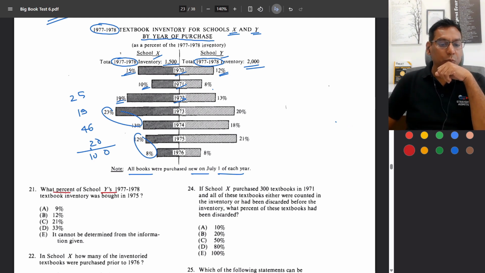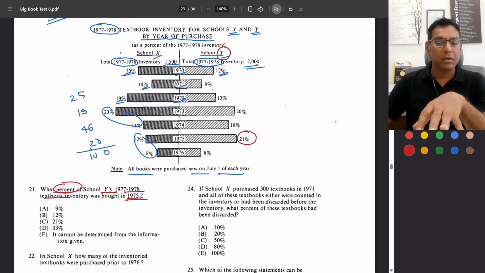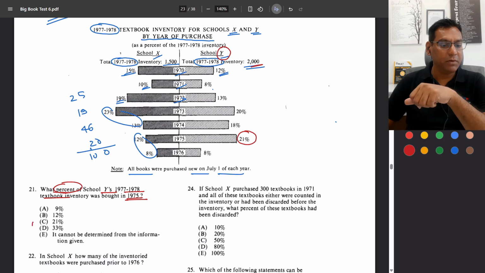What percent of school Y's textbook inventory was bought in 1975? Okay, Y, how much was bought in 1975? 21%. The question asks for percent, and I don't have any absolute number. I could calculate an absolute number, but are they asking for percent? Yes, they are asking for percent, so it has to be 21%.